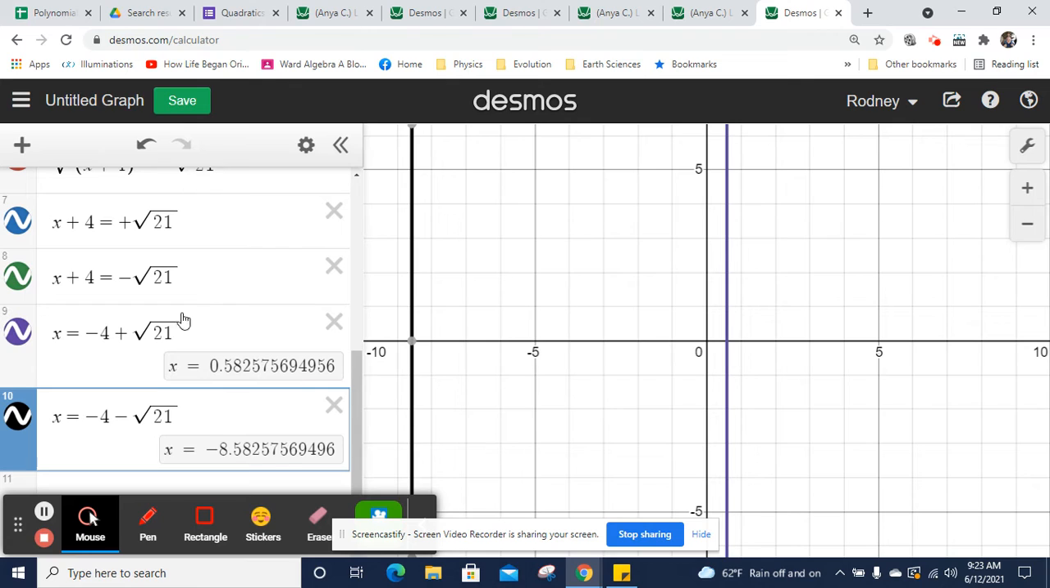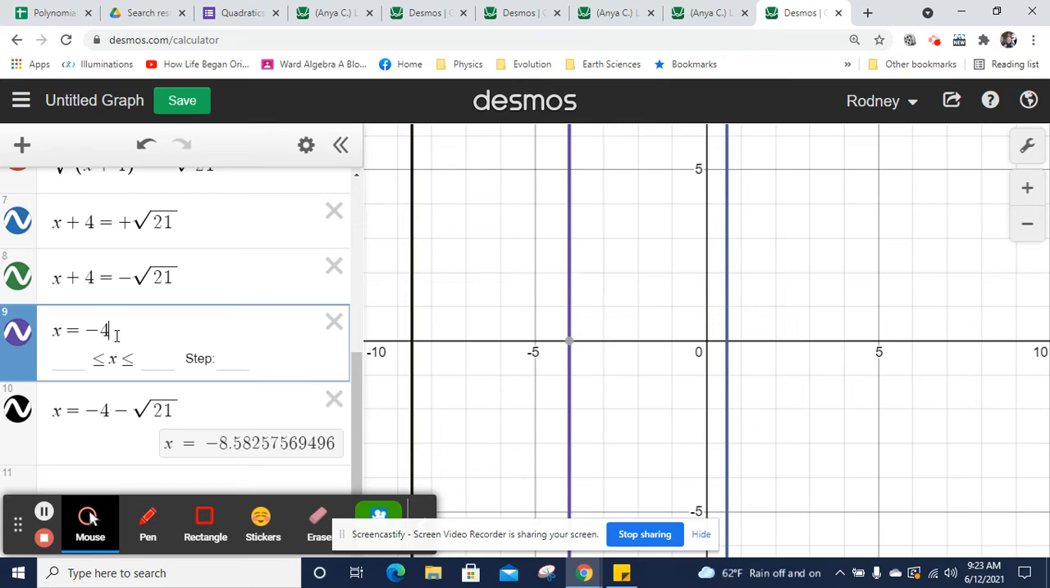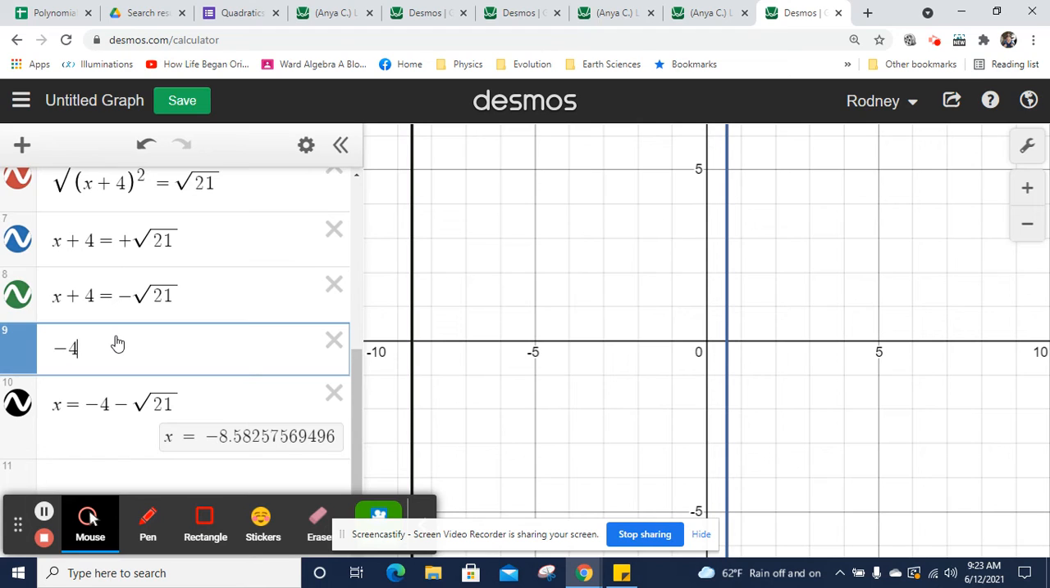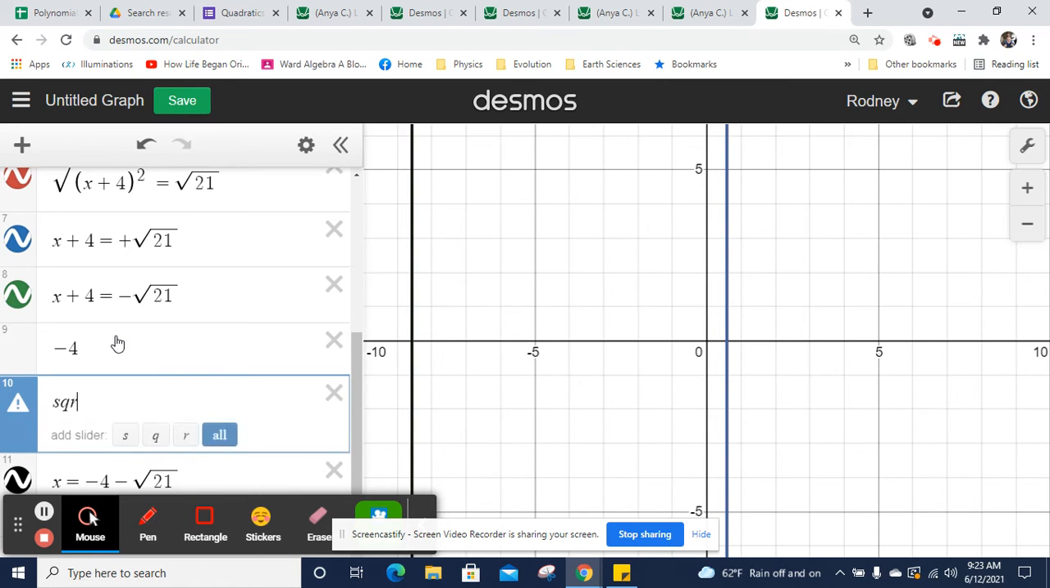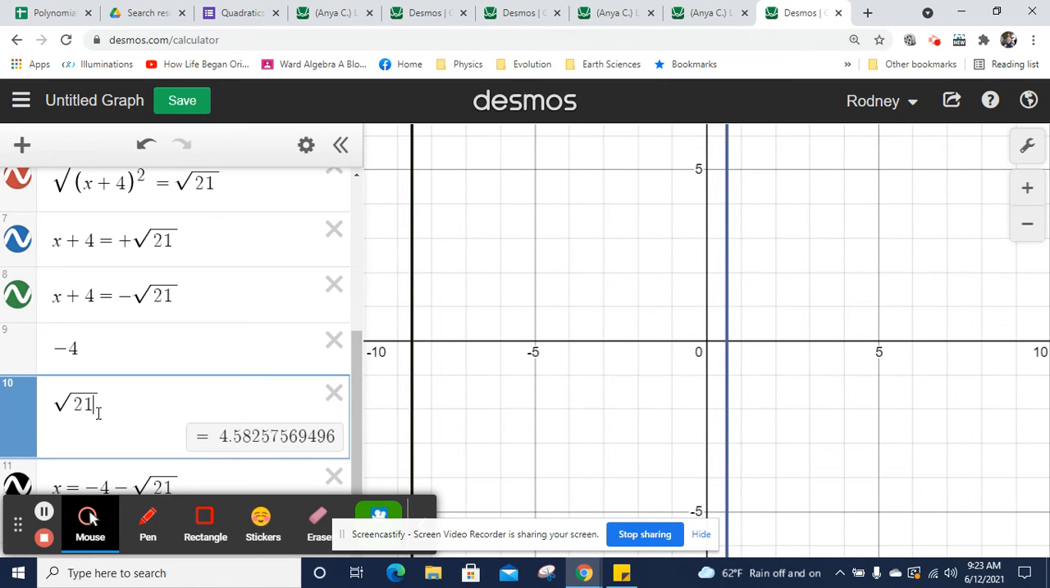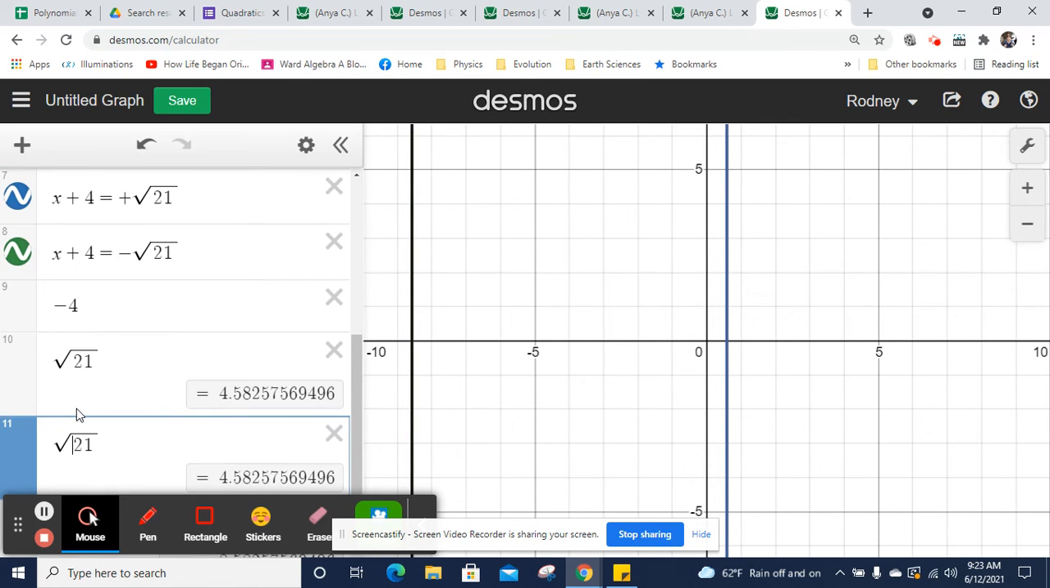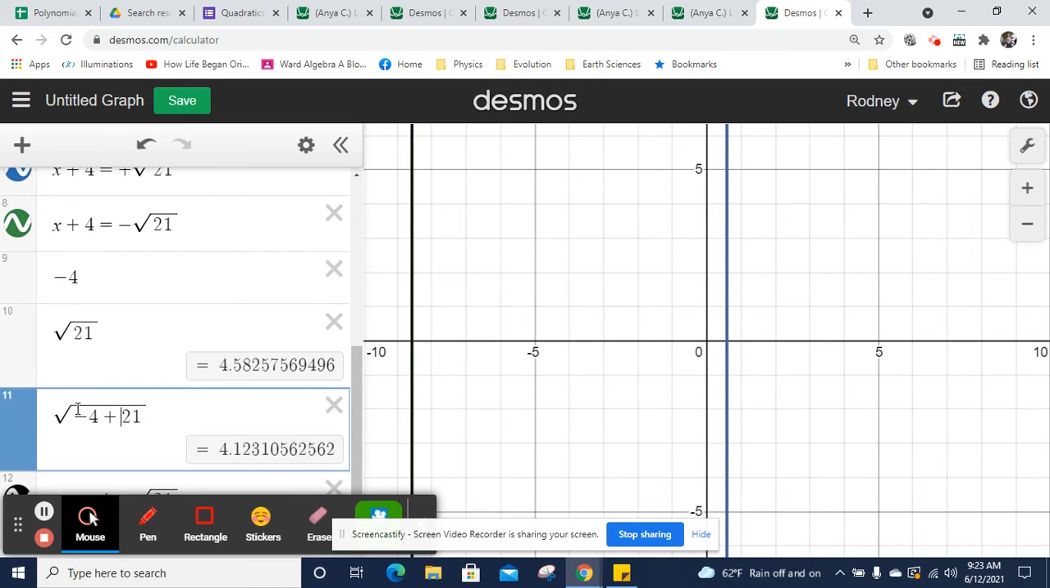Now, what I'm seeing some people do is take this minus 4 and put it inside the square root. But let's see what this is all by itself. That's just minus 4. I'll get rid of the x so you can see it. There, it's just minus 4. But what is the square root of 21? Well, you get that. All right, what happens if we put minus 4 plus the square root? We get a totally different number.